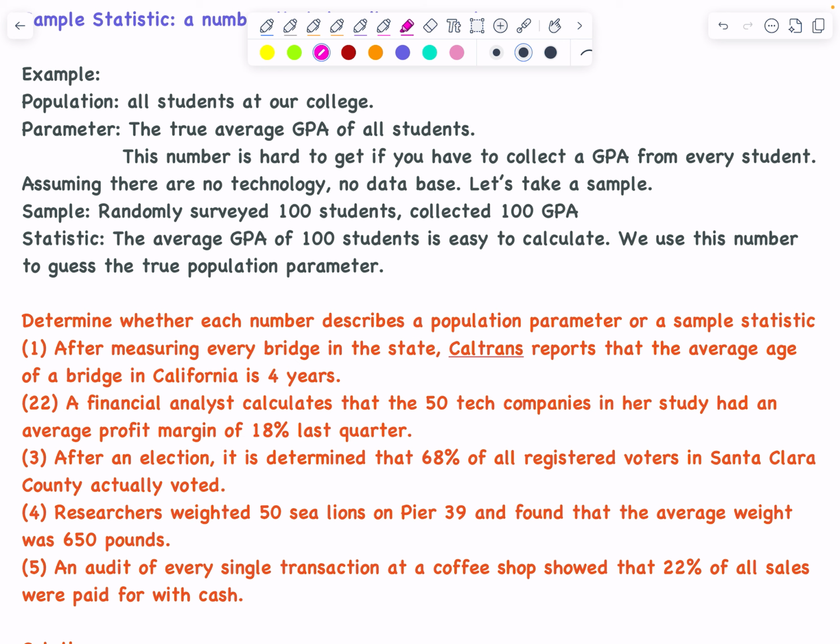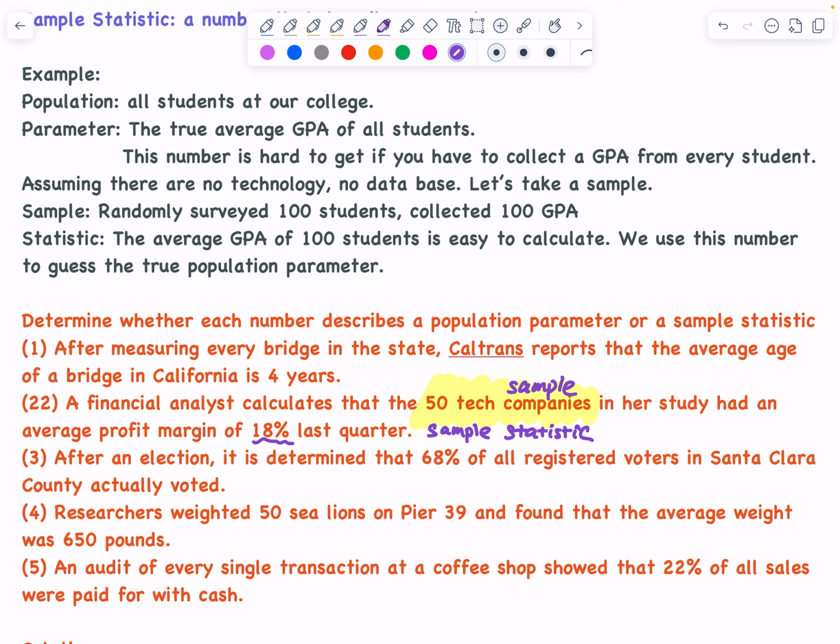So whatever average you found is a population parameter, because that is a characteristic of the population. And then number 2: a financial analyst calculates that the 50 tech companies in her study had an average margin of 18% last quarter. I am sure that there are definitely more than 50 tech companies. So this is only a sample, and the 18% describes a characteristic of the sample. Then this 18% is a sample statistic.